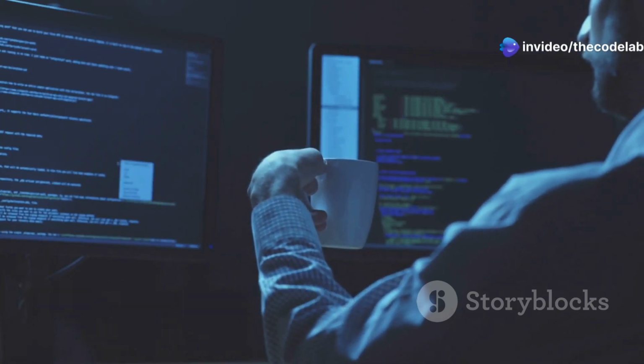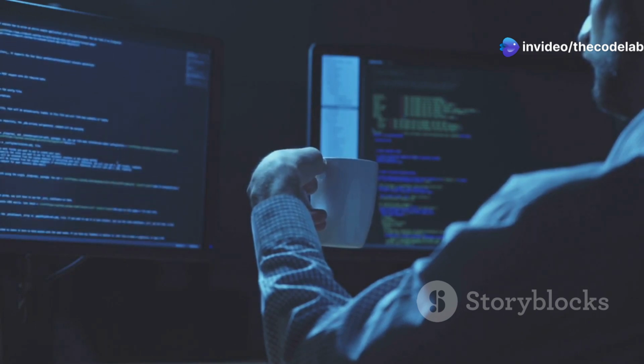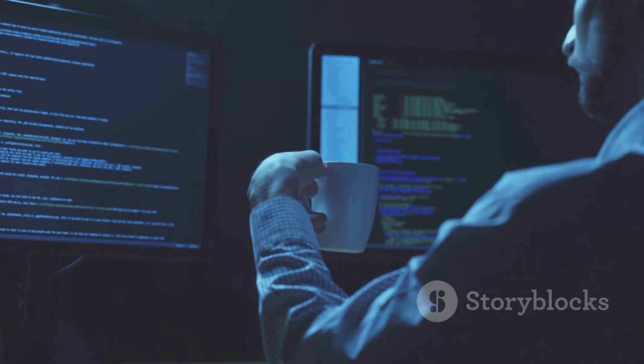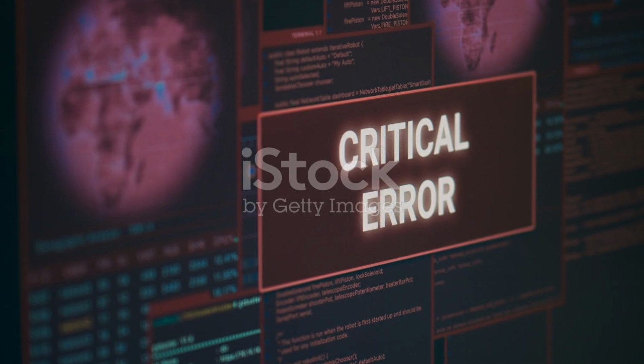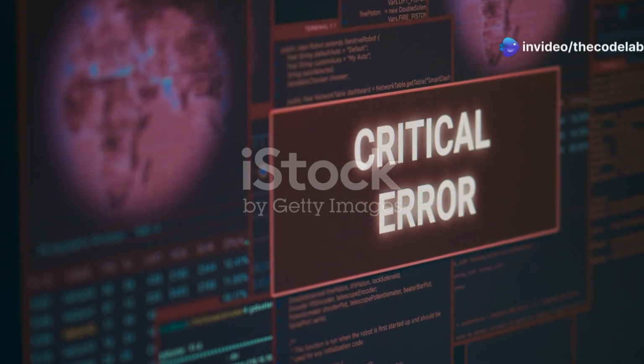In the world of programming, an edge case is an input or scenario that lies on the outer boundaries of what your code is designed to handle. These are the unusual, the unexpected, the values that can make your carefully crafted logic crumble.